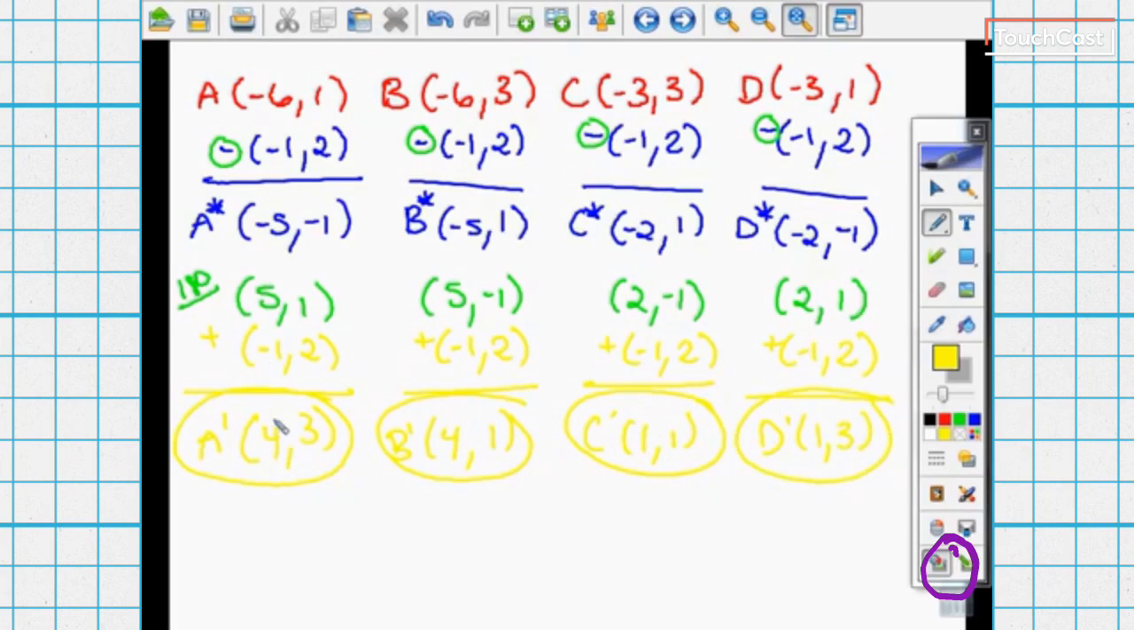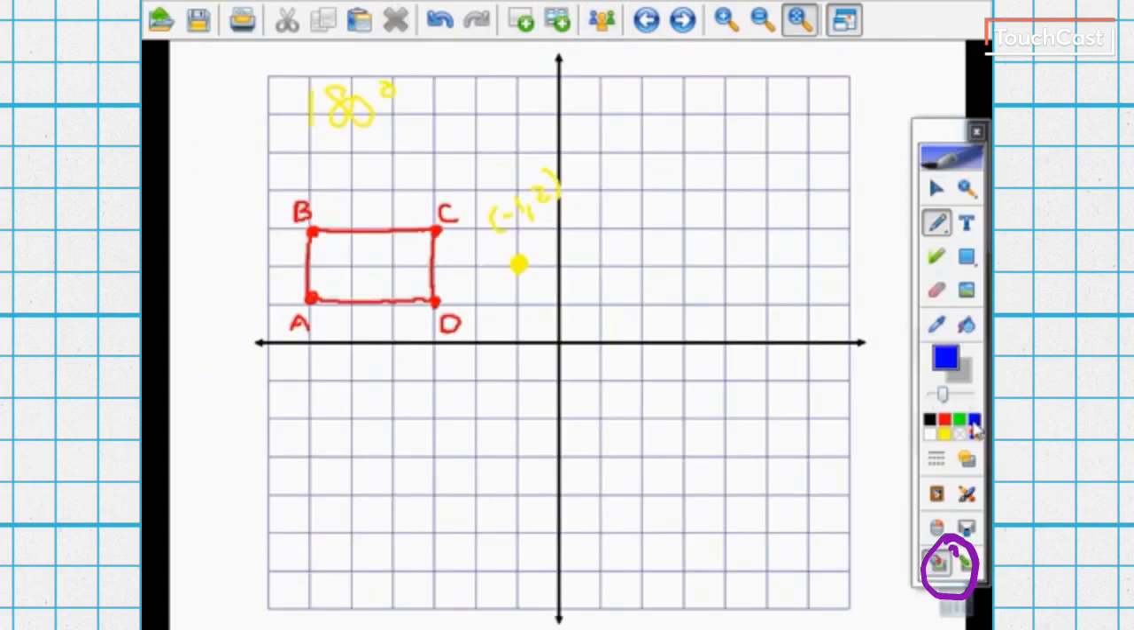So let me graph these. Actually, let me change colors. Okay, A prime is at 4, 3. B prime is at 4, 1. C prime is at 1, 1. And then D prime is at 1, 3. Oh wait, did I mess up? Yes, I did. Oops. All right, you get the idea.